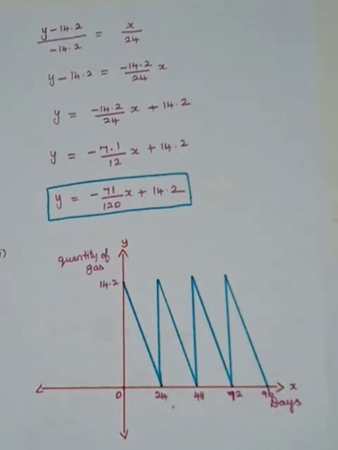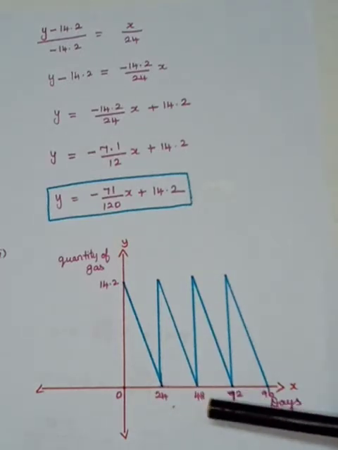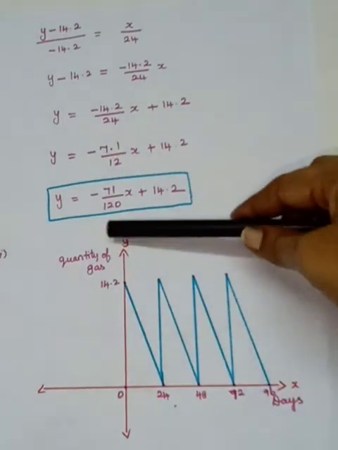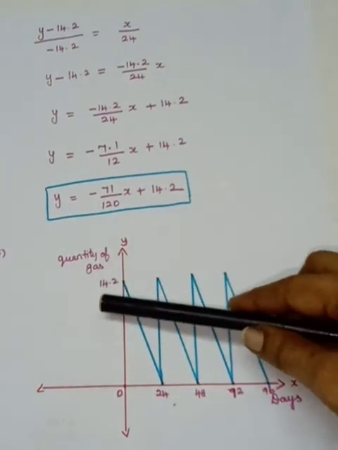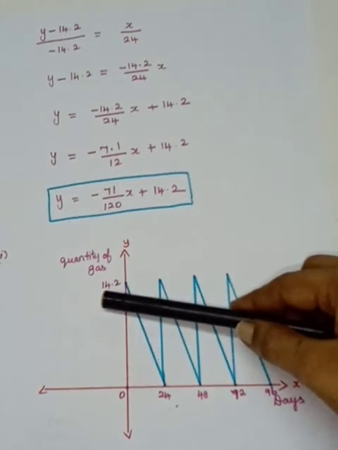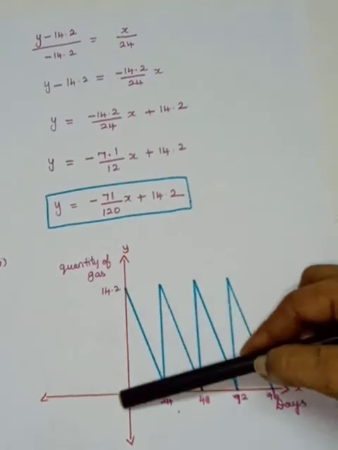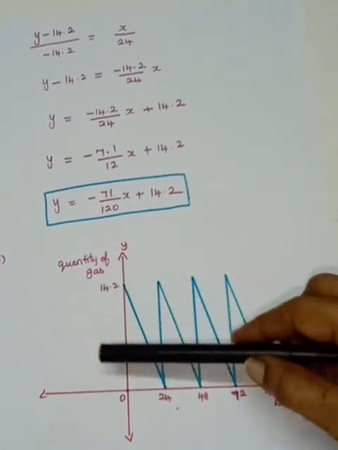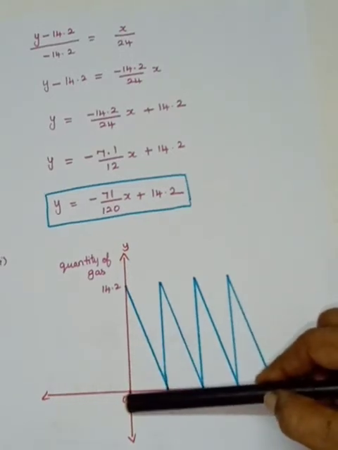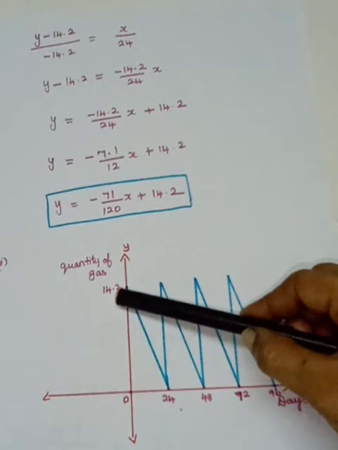Because the gas lasts for 24 days, I have taken on the x-axis 24 days, 48 days, 72 days and 96 days. On the y-axis, the quantity of gas. When we fix the first cylinder on the first day, it is 14.2, so here I have marked 14.2. So when the day is 0, the quantity of gas is 14.2.